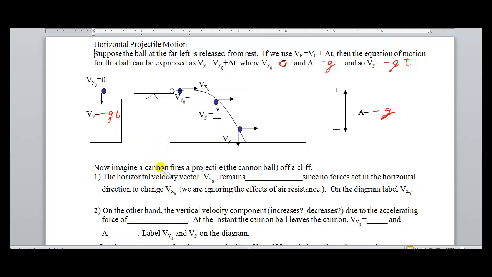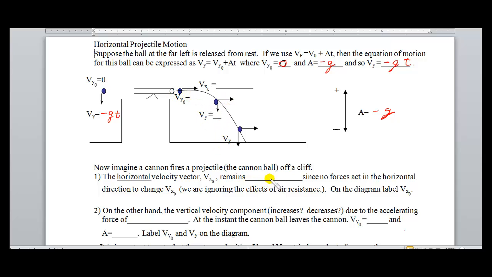Now let's continue. Now imagine a cannon fires a projectile, that is the cannonball, off a cliff. So here's my cannon, and here's my cannonball being fired off the cliff. It's being fired in the horizontal direction. That's why this is called horizontal projectile motion. The horizontal velocity vector, Vx sub 0, remains what? Since no forces act in the horizontal direction to change Vx sub 0. In other words, we're ignoring the effects of air resistance as this projectile moves through the air.